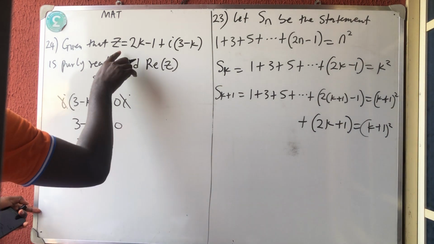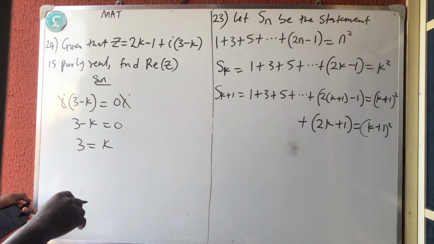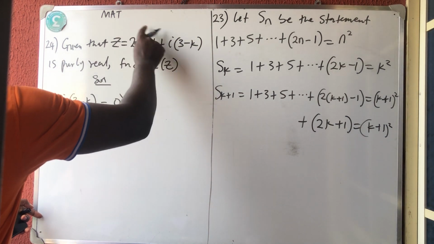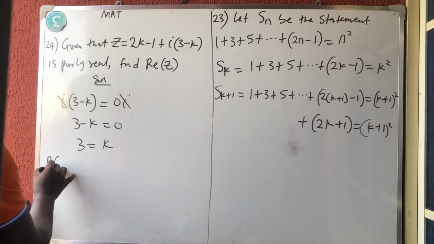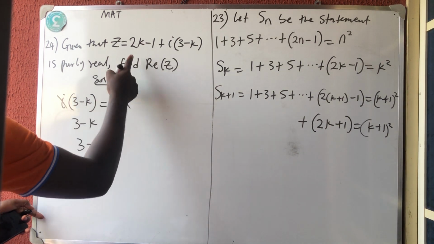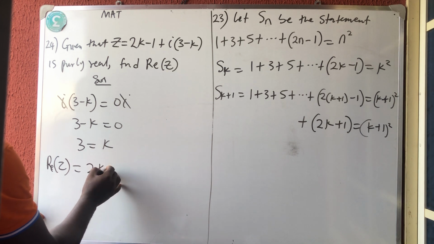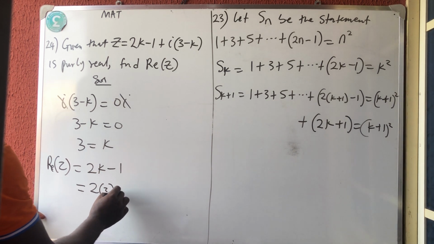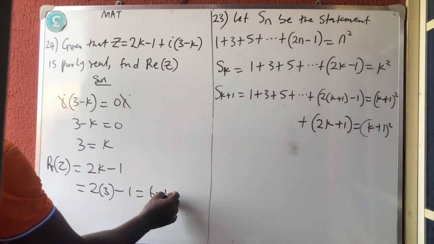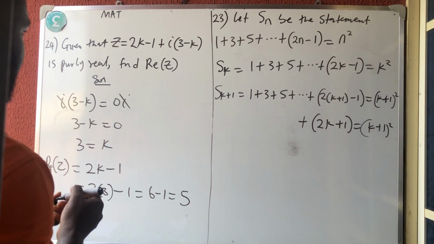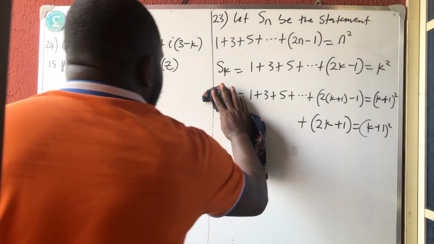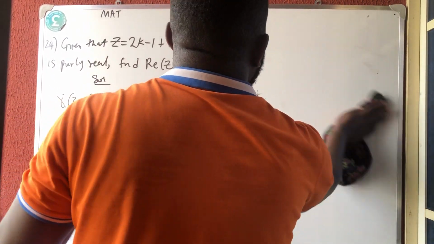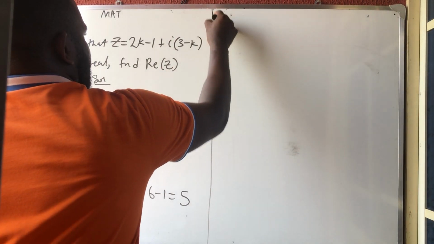So the real part now means anywhere you see k, put 3 in this real part. So the real part of z is simply the one without i, which is just 2k minus 1. But I've gotten k to be 3. 2 into 3 minus 1, which is what? 6 minus 1, which is 5. So the real part of this z is simply 5. So you see, they don't have question to ask.